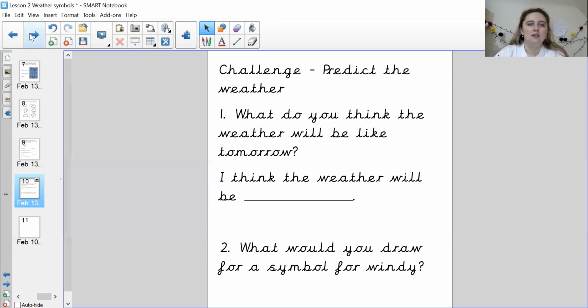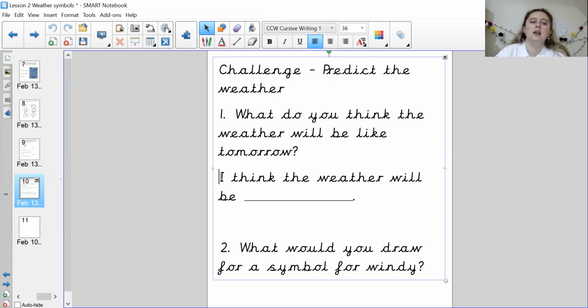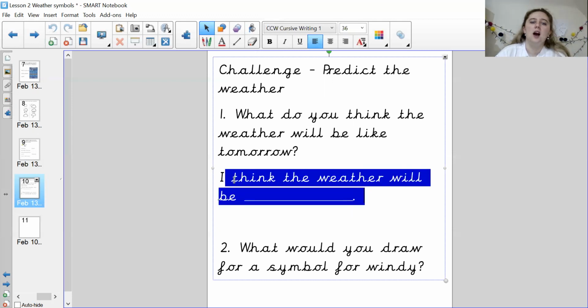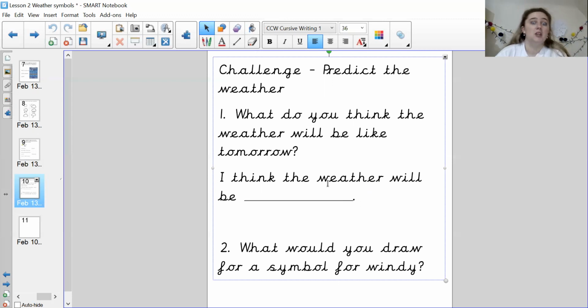Okay, and here is your challenge. I would like you, for your challenge, to predict the weather. So there are 2 challenge questions. What do you think the weather will be like tomorrow? So I'd like you to write this sentence. I think the weather will be, you could write cloudy, sunny, whatever you think the weather's going to be like tomorrow, okay?